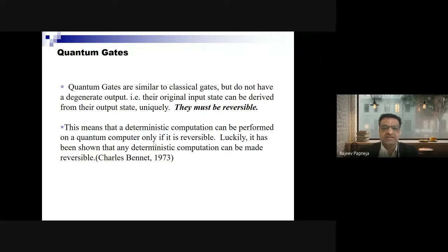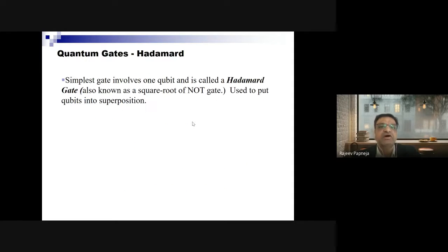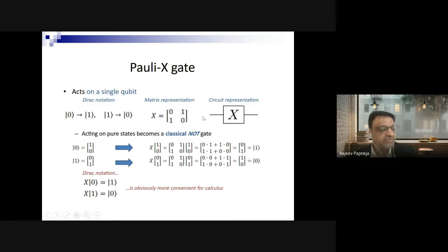And the good news is that in 1973, Charles proved that any deterministic computation can be made reversible. And let's see how these gates work. To look at the kind of gates, we have a Pauli X gate, a Pauli Y gate, and a Pauli Z gate. There are other gates, but the majority of those used are these three gates, and also there is a Hadamard gate. So we'll try to understand what this means.